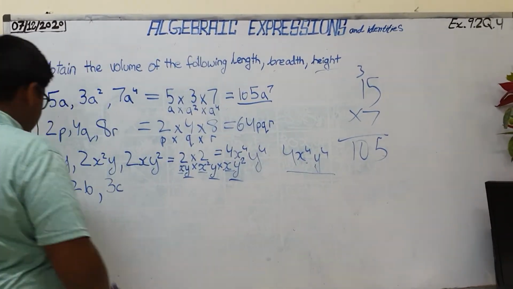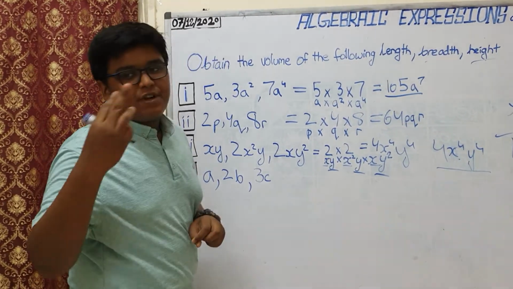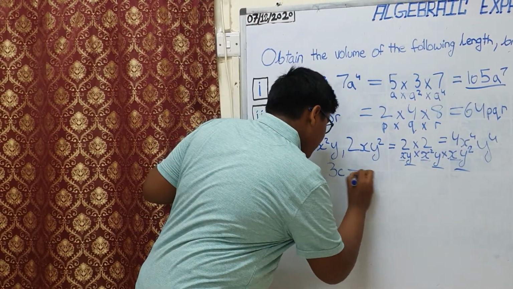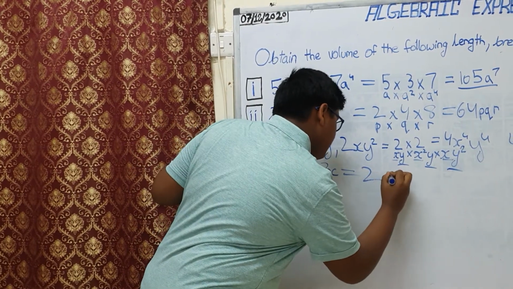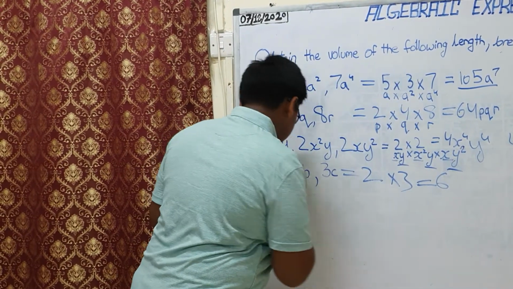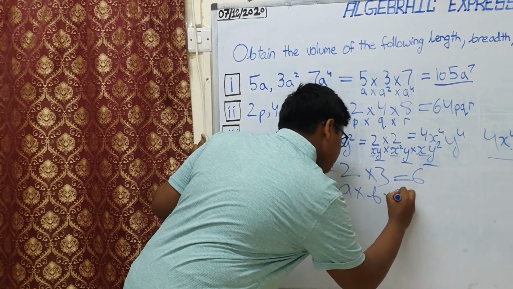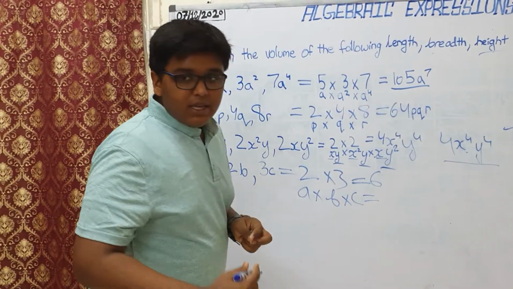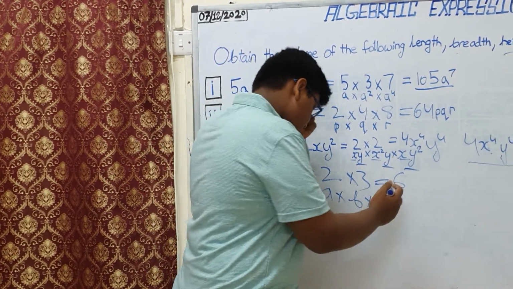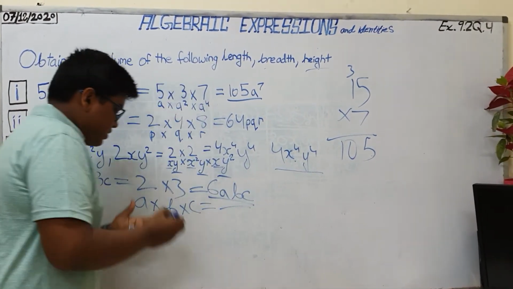Now let's go to the last one. The very last one is a, 2b, 3c. Now we have three different variables here, so we are not going to add their powers. Now let's write their constants first. The constants are 2 into 3. Now multiply them, which is equal to 6. Now separate the variables. a into b into c. Now a into b is equal to ab, and ab into c equals abc. Therefore 6abc. So this is the answer for the fourth one.